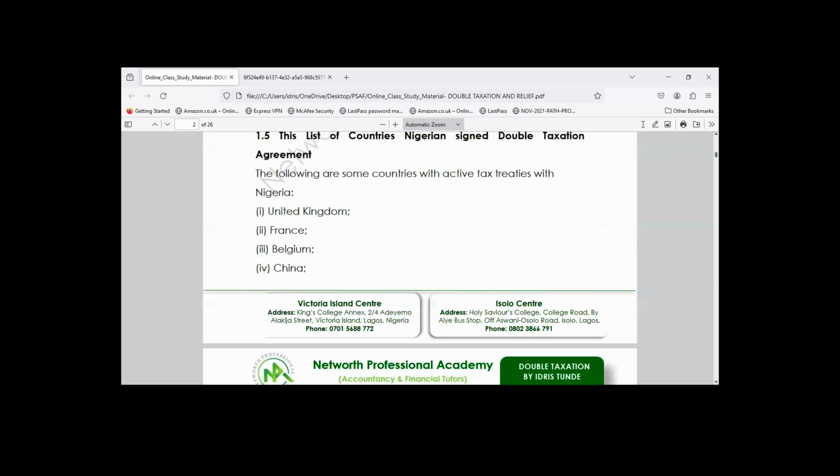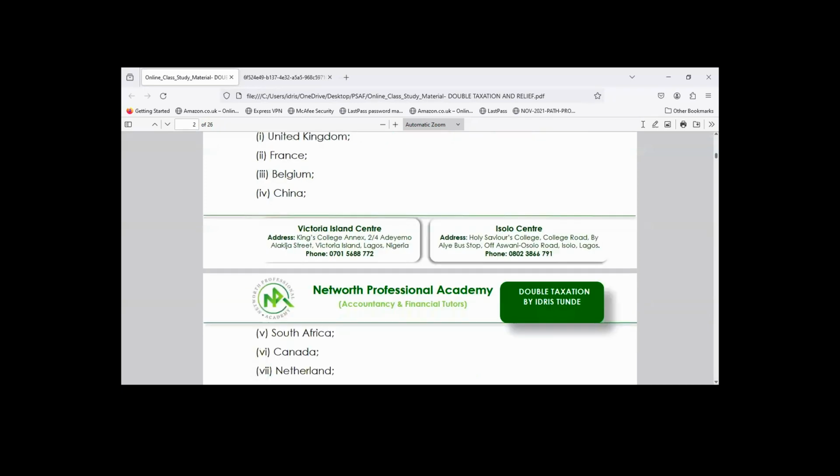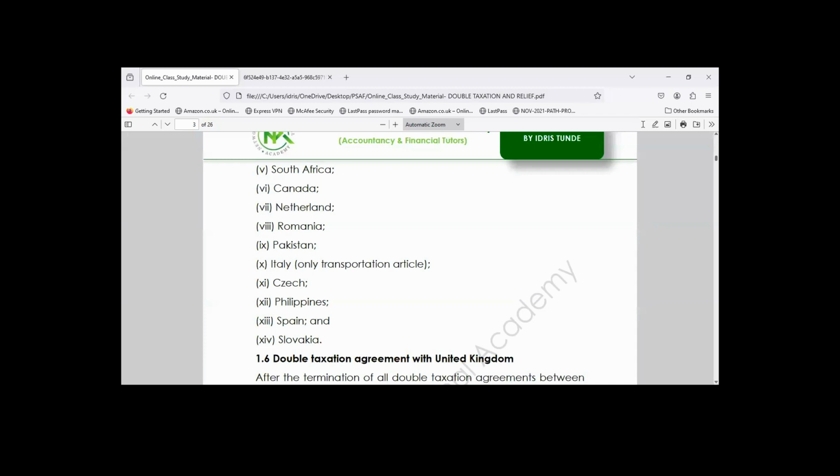Like in my last class, I said you should have a class note. All this material, try to summarize it in your notes as if you are receiving a physical lecture. Please, that is how you can get it.